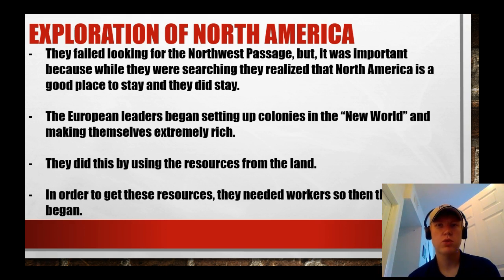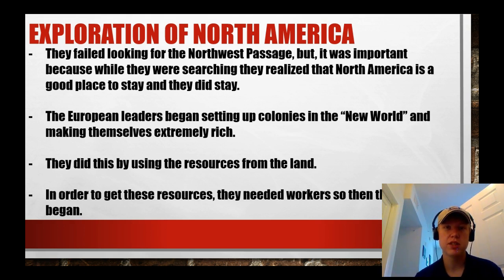They might have failed looking for the Northwest Passage, but it was important because while they were searching, they realized that North America is a good place to stay, and they did stay. They didn't find that water route to Asia, but the fact that they looked for it made them interested in North America. If they hadn't been interested in North America, they probably wouldn't have started a colony in America, and the United States probably wouldn't have developed as quickly as it did. So the Northwest Passage is one of the beginning reasons why America became a country.